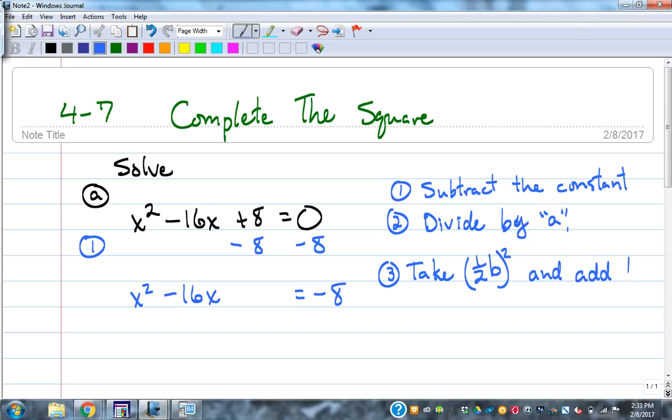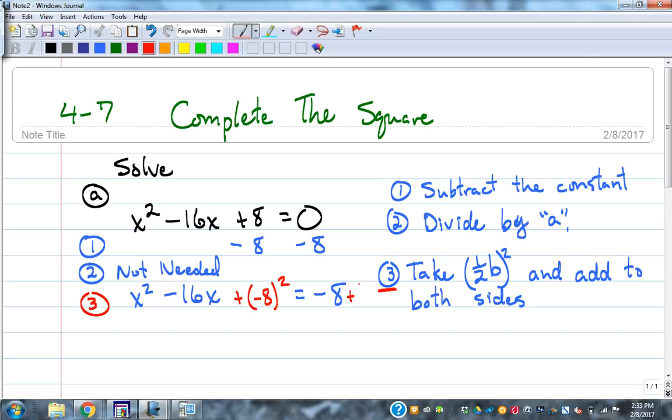And add to both sides. Okay. Step 2, not needed in this problem. Step 3, that's this one. 1/2 of b. b is this number that's beside the x. What's 1/2 of negative 16? Negative 8. So I'm adding negative 8 squared to both sides. If I do something to this side, I've got to do it to the other side. That's the whole thing with equations. We have to do that.